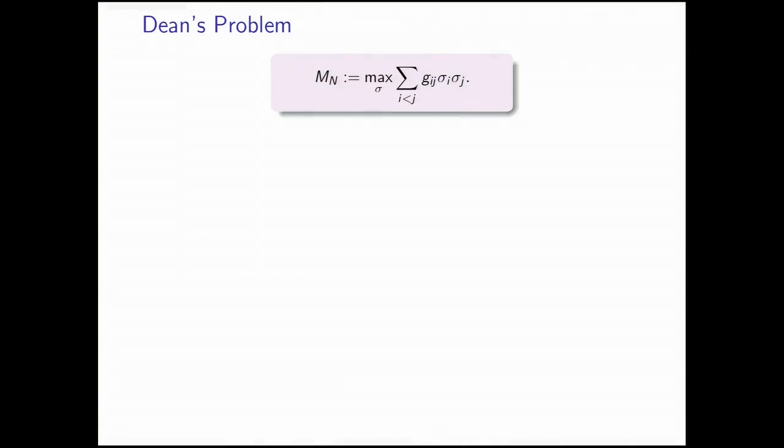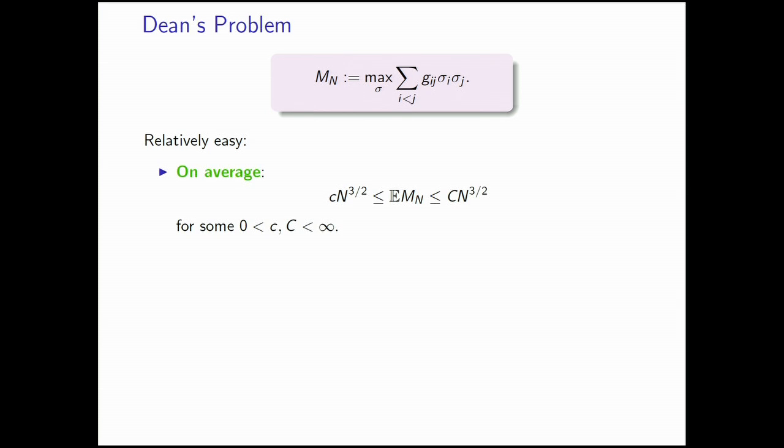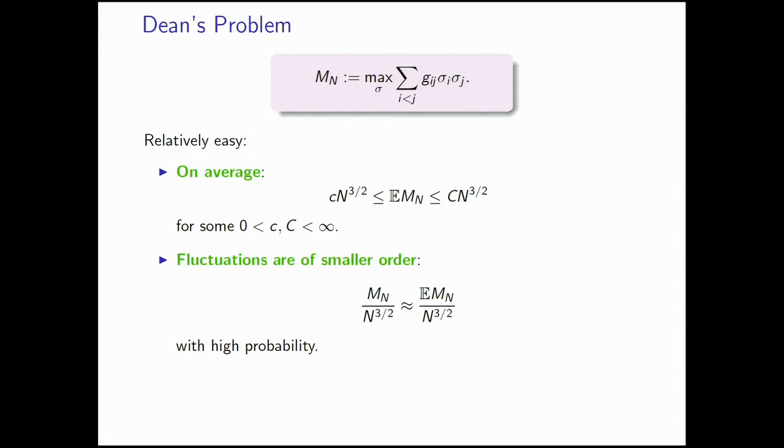So when you look at this maximum of the comfort function, there are a couple of things which are relatively easy to understand. The first thing is just to understand the order of magnitude. If you look at what happens on average, meaning, of course, on average over the choice of your random parameters J_ij, the E represents expected value. So on average, the expected value of this maximum will be of order n to the 3/2.